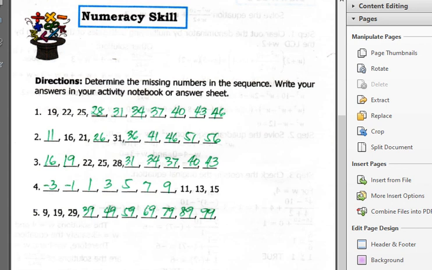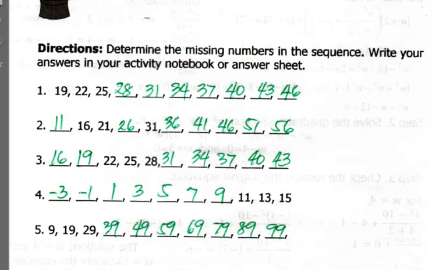So what is the common difference in this sequence? So we have 22 minus 19, that's 3. 25 minus 22, that's 3. So meaning the common difference is 3. So we have to add 3 to 25, that's 28, plus 3, 31, plus 3, 34, and so on and so forth until we get to 46.